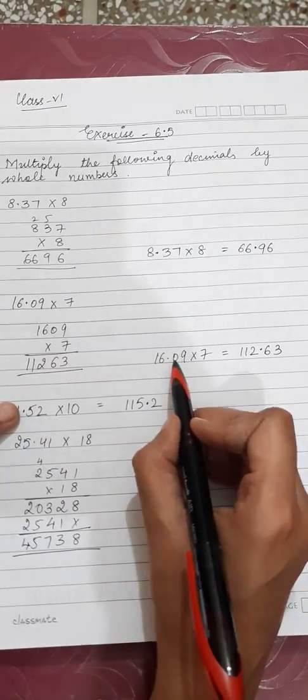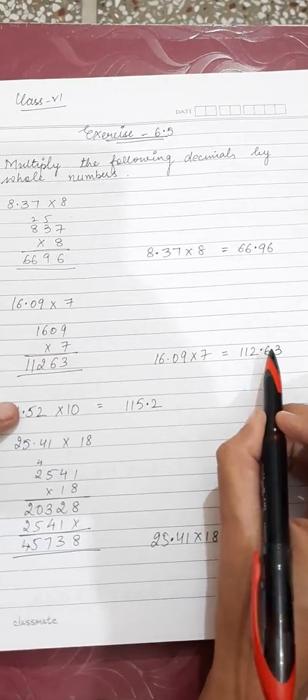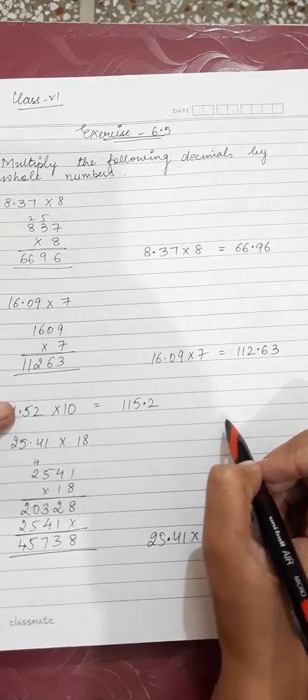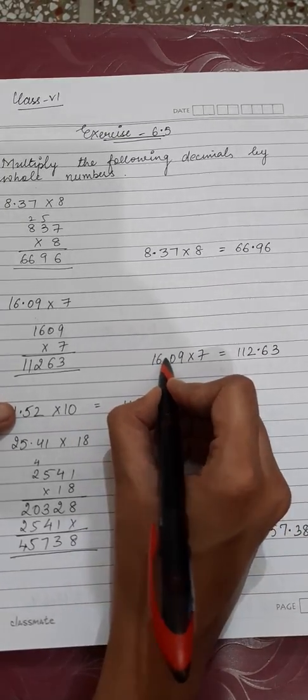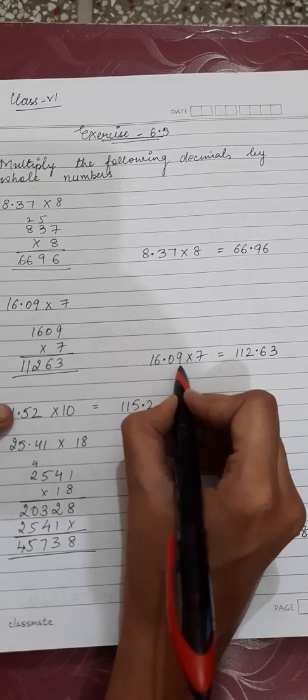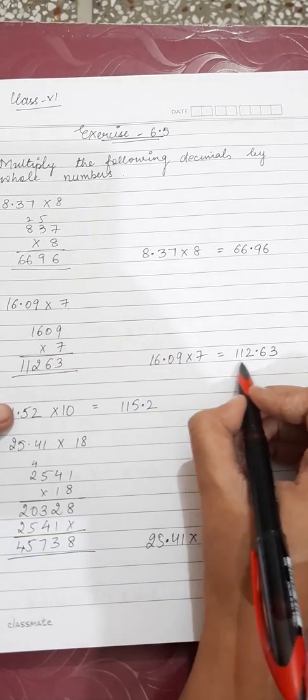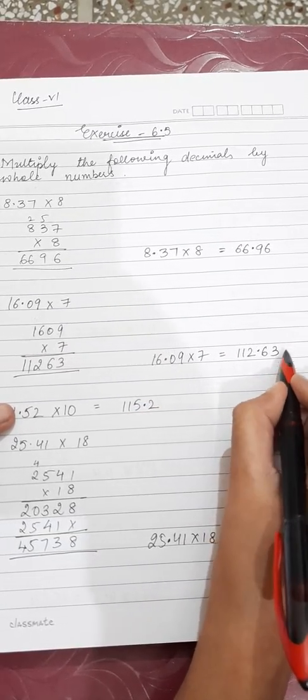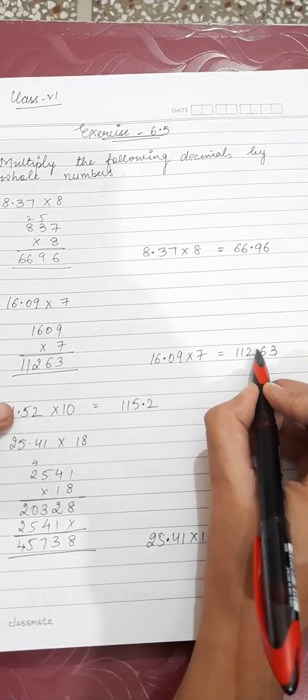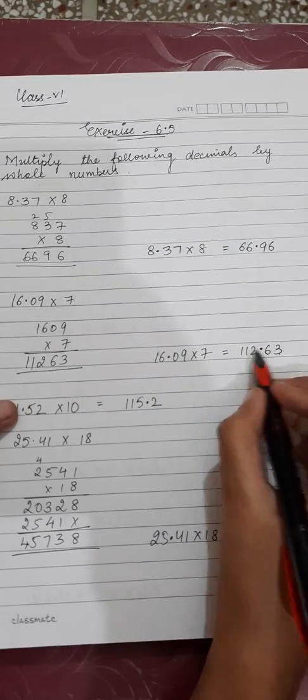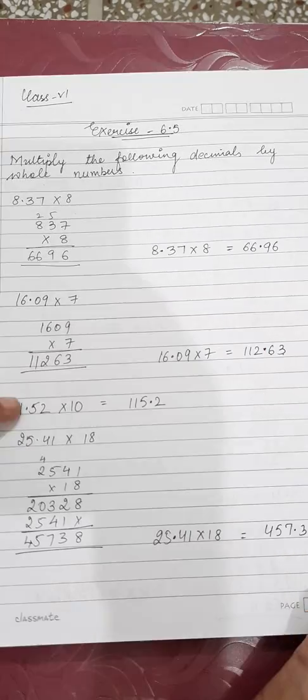But in the question a decimal is there. That means in the answer also a decimal will come. But where will the decimal come? After the decimal 2 digits are there, right? 0 and 9. So from the answer, from the back side, count 1, 2 digits and then place the decimal.